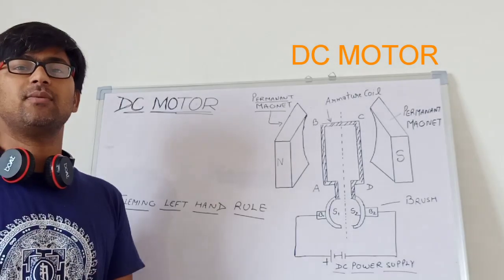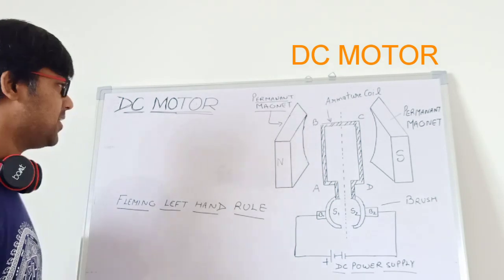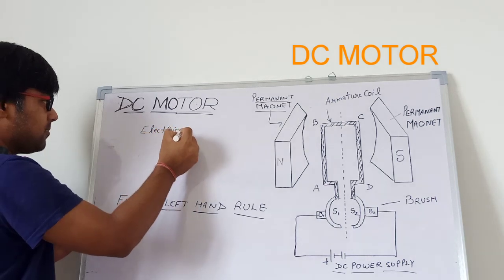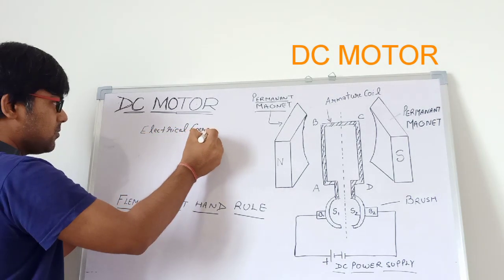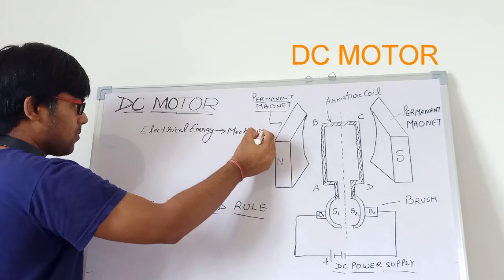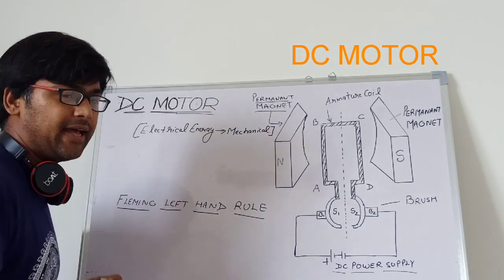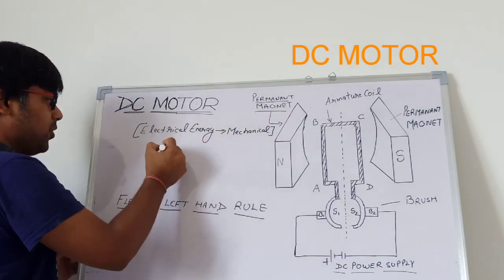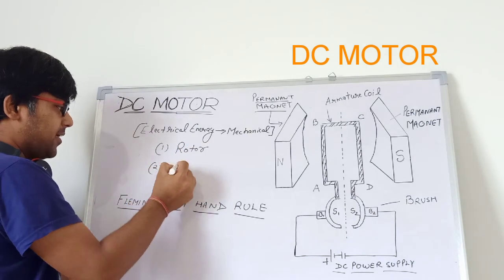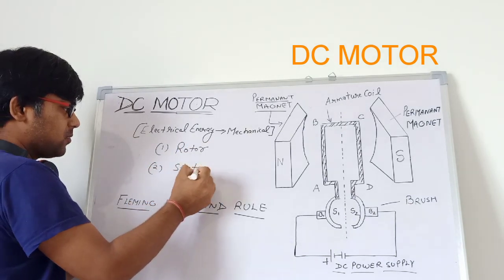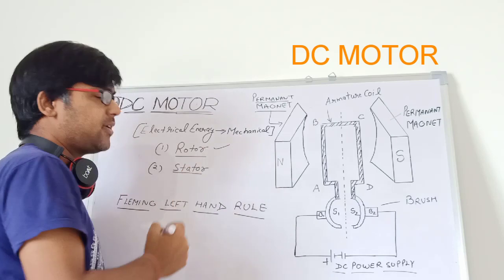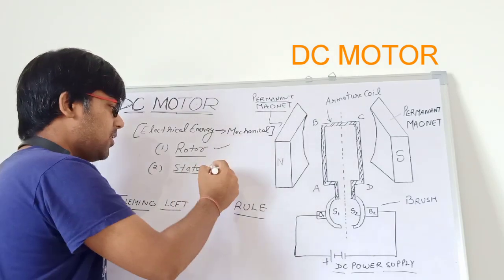Clear? As we know, a motor basically converts electrical energy into mechanical energy. So what is the use of a motor? It basically converts the electrical energy into mechanical energy. Clear? And the main parts of the motor are two. First one is called rotor and second one is called stator. Clear? As the name describes, the rotating part of the motor is called rotor, the stationary part of the motor is called stator.